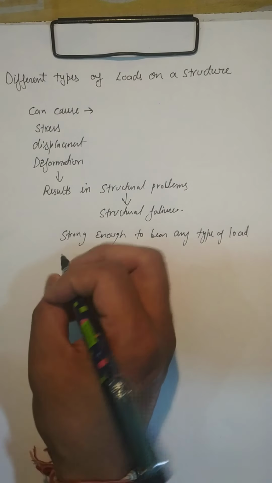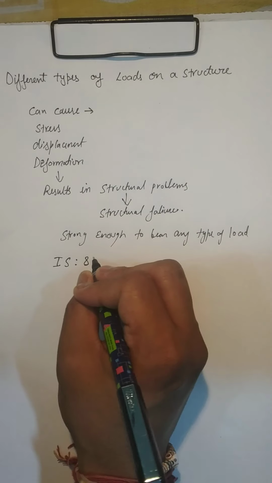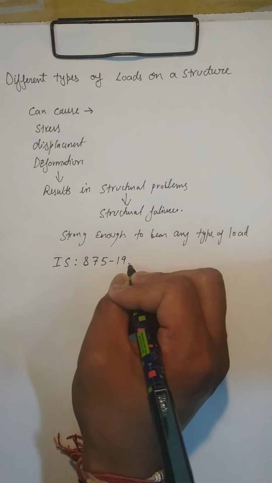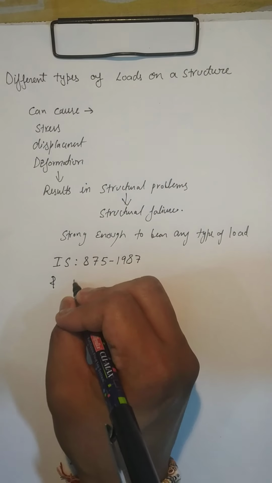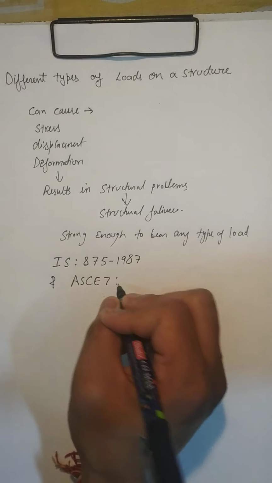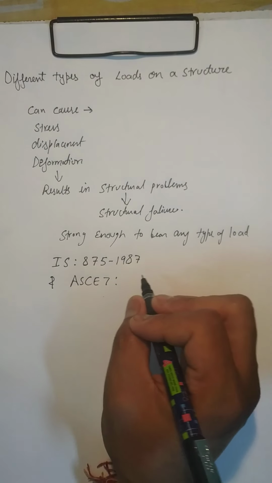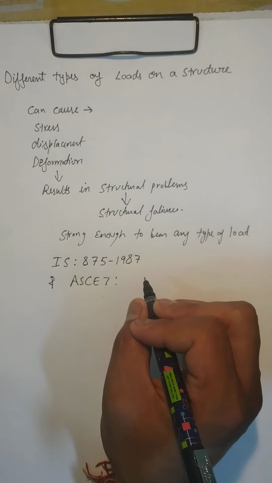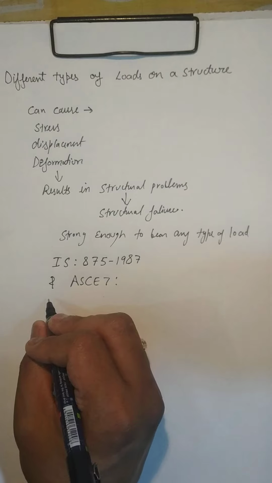So according to Indian Standard 875/1987 and American Standard Code ASCE 7, it deals with various design loads of structures. So there can be different types of loads.